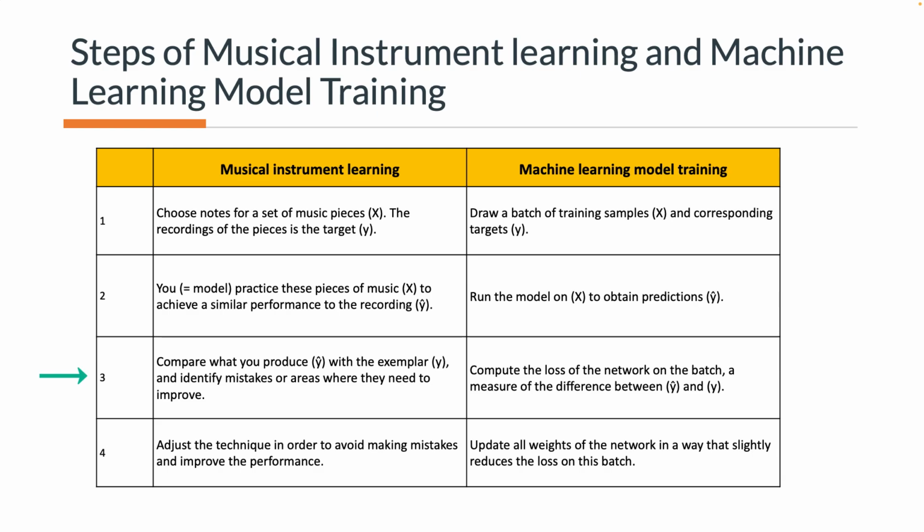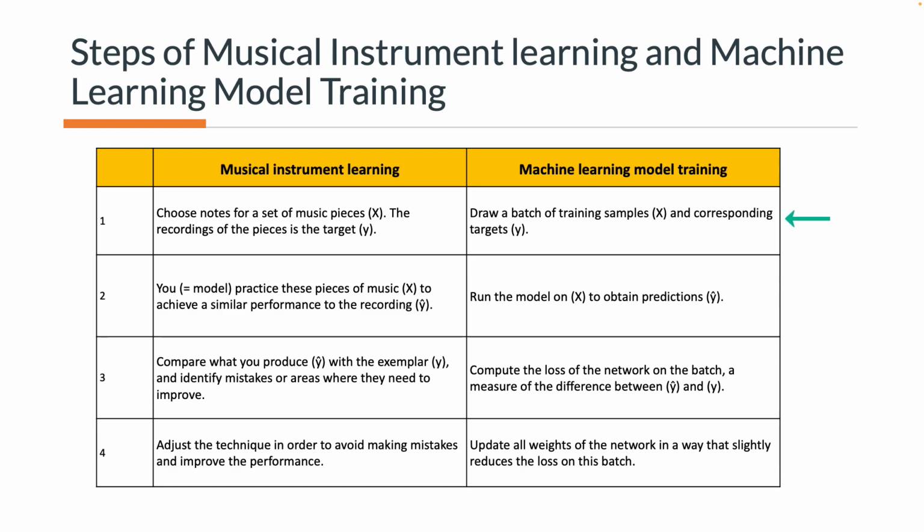Then you compare what you produce, Y cap, with the exemplar, which is Y, and identify mistakes or areas where you need to improve. That is basically calculating the loss. Then you adjust the technique in order to avoid making mistakes and improve the performance. That is the equivalent of adjusting the parameters or thetas. Now see how this resembles machine learning.